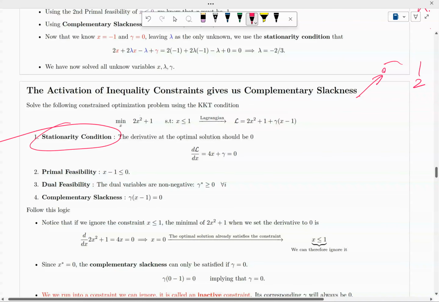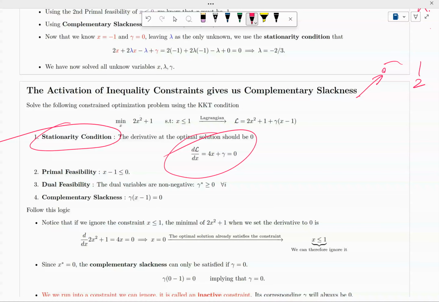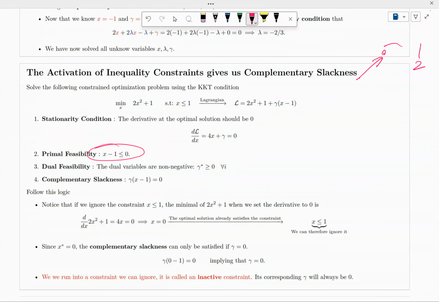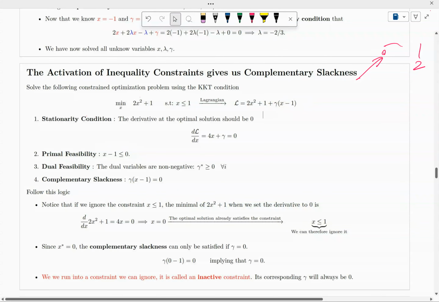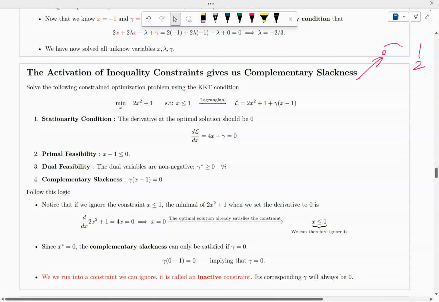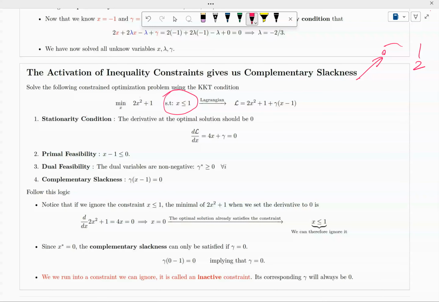And once again, we follow the 4 conditions, which you will need to memorize for the exam. The stationarity condition: you take the derivative and set it to 0. The feasibility condition says this has to be less than 0. Dual feasibility says that gamma has to be greater than 0. And complementary slackness says when you multiply them together, that has to equal 0. So whenever you have an inequality constraint, you want to start by looking at whether this is activated. Okay, so let's see if it's activated.